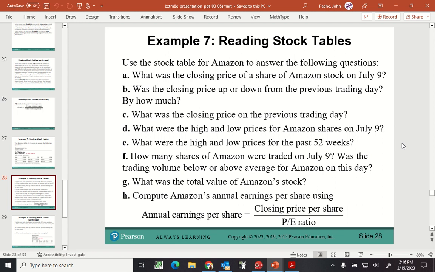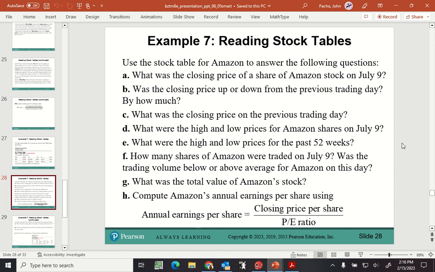So A, what is the closing price of Amazon stocks on July 9th? You're too high speed for me. Put little a, and you're going to write that down. Okay, little a. So example 7. Did you scroll over to example 7 yet? You got to flip back and forth. So A was closing price. We're going through each one.